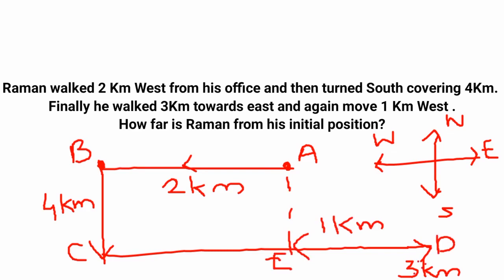Our question is to find out how far is Raman from his initial position. Initial position was A and the final position is at E. So, how far is Raman from his initial position? That is distance AE. Distance AE is nothing but the distance BC itself. We know BC is equal to 4 kilometers. So, the answer will be 4 kilometers. That is, Raman is 4 kilometers away from his initial position.